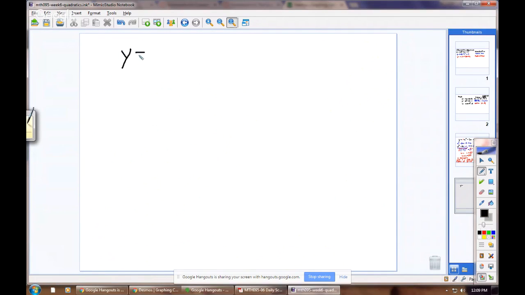So y equals x squared minus 2x minus 2. There's a couple different ways to go about this. One way is to just separate that negative 2 off to the side and think of it as x squared minus 2x, and then put the minus 2 over here. And then like before, we took half of that middle term, this one right here, cut it in half, right?